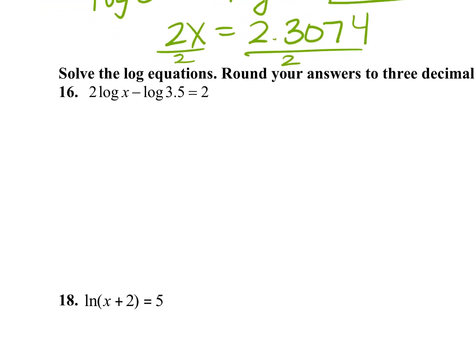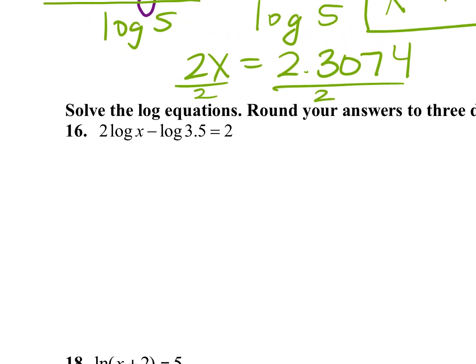16. Now you got to use some properties with this. Can you divide by 2 right now? No, don't divide by 2. Make that an exponent, right? So this is going to be a single log first. So the log of what? X squared divided by, right? Subtraction is going to be division. 3.5 equals 2.